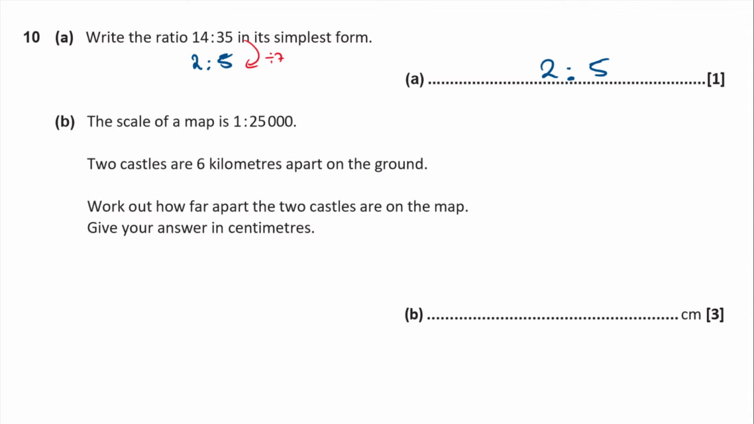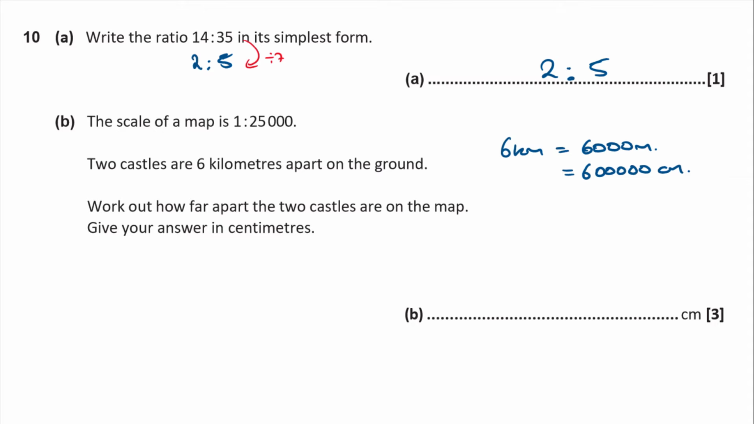Okay, so if they're 6 kilometers apart, 6 kilometers, that's equal to 6,000 meters, then, isn't it? Because it's 1,000 meters in a kilometer. And then given that there are 100 centimeters in a meter, there must be 6,000 with 2 extra zeros, or 600,000 centimeters in 6 kilometers.